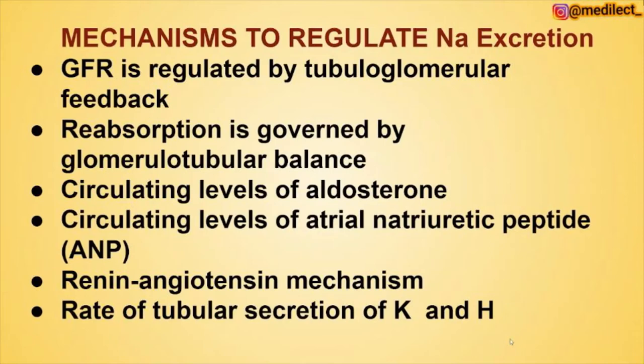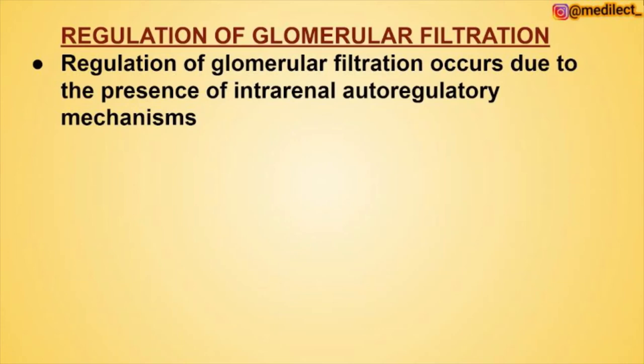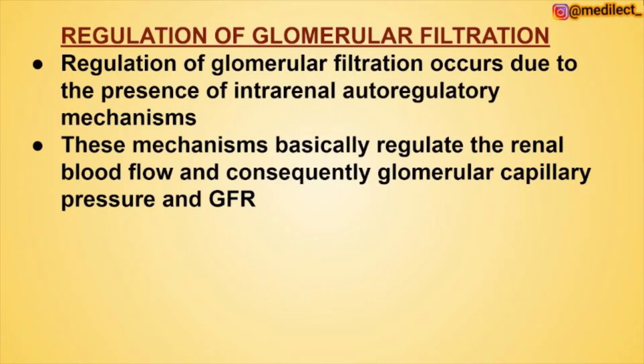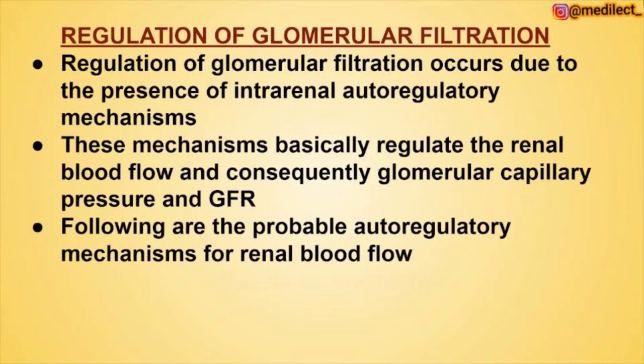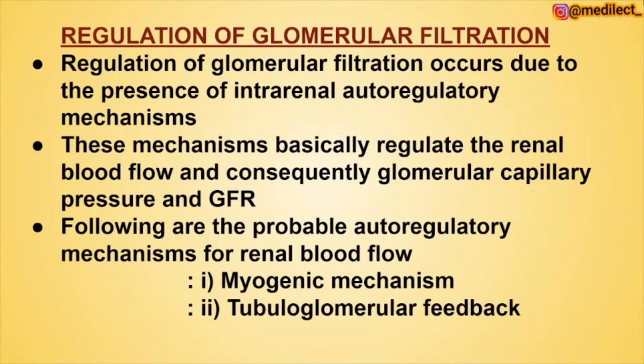Now, the regulation of the glomerular filtration. How is the filtration regulated? Over here, it occurs due to the presence of the intrarenal autoregulatory mechanism. These mechanisms are autoregulatory, depending on the needs. These mechanisms basically regulate the renal blood flow and consequently the glomerular capillary pressure, and the GFR is also regulated by them. Following are the probable autoregulatory mechanisms for the renal blood flow, which include the myogenic mechanism and the tubuloglomerular feedback mechanism. Again, an important question.